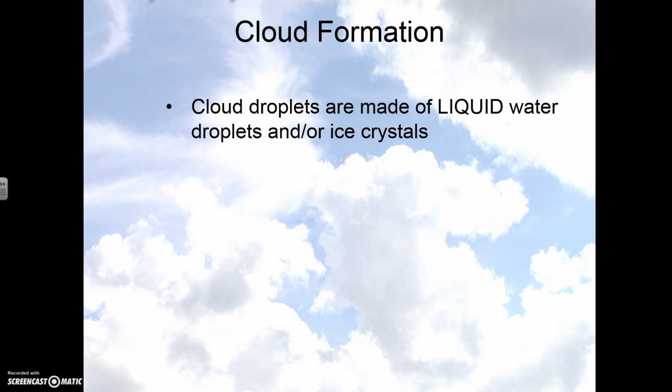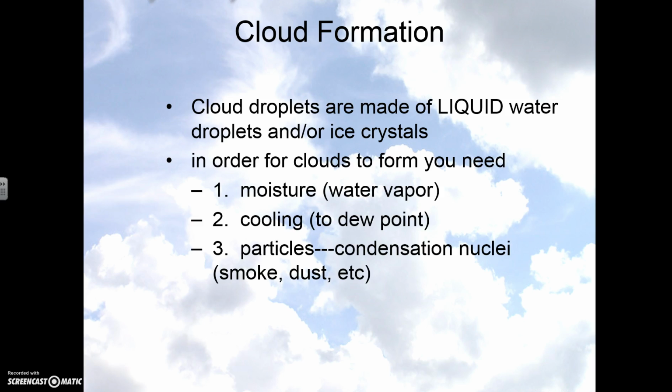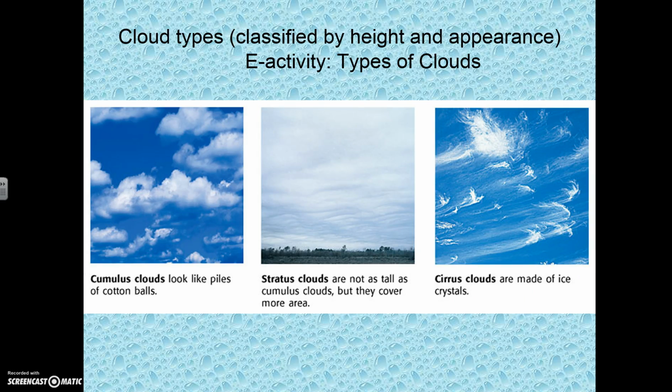All right, so when clouds form, little droplets are made into liquid water, and this is how they form. So you need moisture, cooling, and also particles. Now on your brochure, you need to fill in those 3 types of clouds, and this is what you need to write on it. So you might want to pause it at this slide right here.